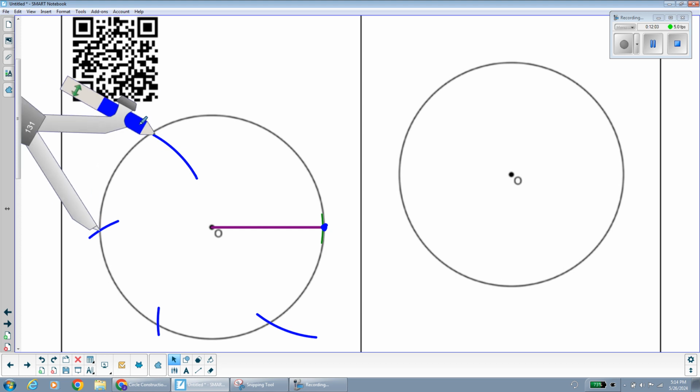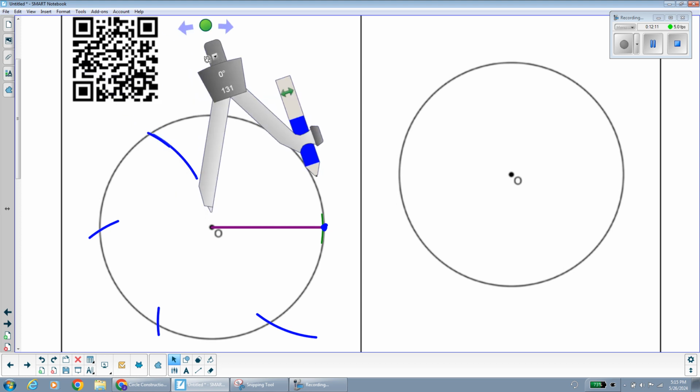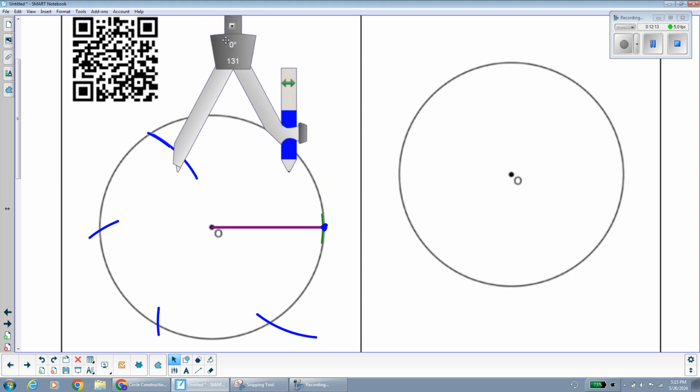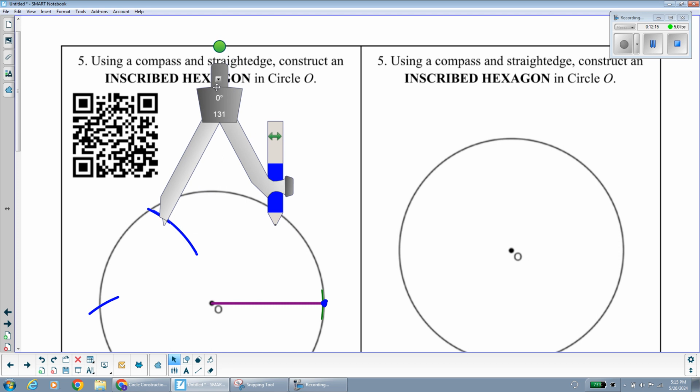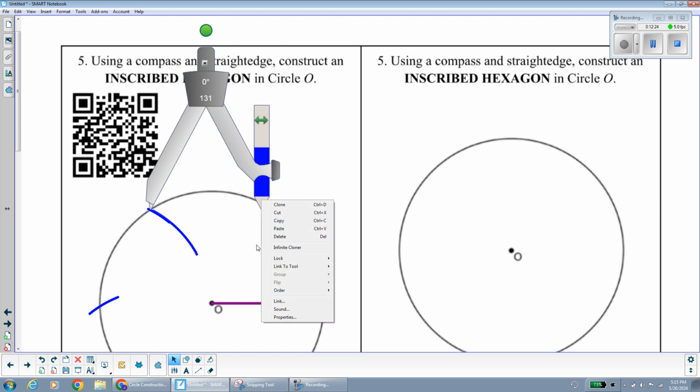Just being super careful. Oops. Draw a compass. There we go. Just being super careful not to change the distance that my compass is open at. Those of you watching along are probably done with this construction already. And it's going to take me another year to do this on the computer.